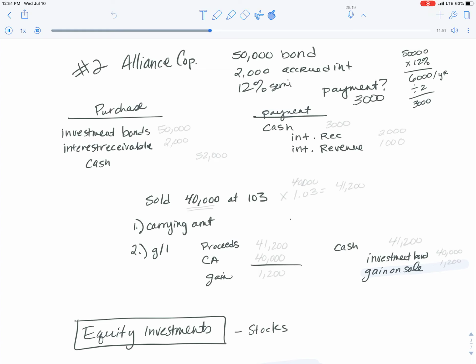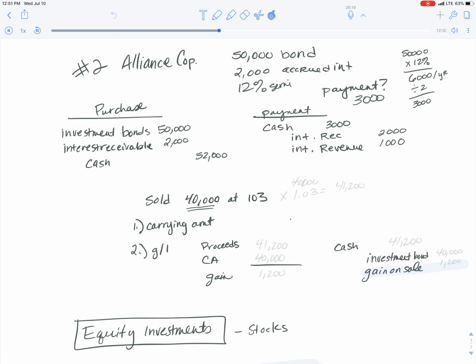All right, let's record our purchase. So we purchased the bond for $50,000, and we had some accrued interest that we have to pay up front for, $52,000. And then we're essentially going to be getting it back in our first payment of $3,000, removing the interest receivable of $2,000. So revenue on our first payment is $1,000. Let's say we then sold $40,000 of that bond at 103.